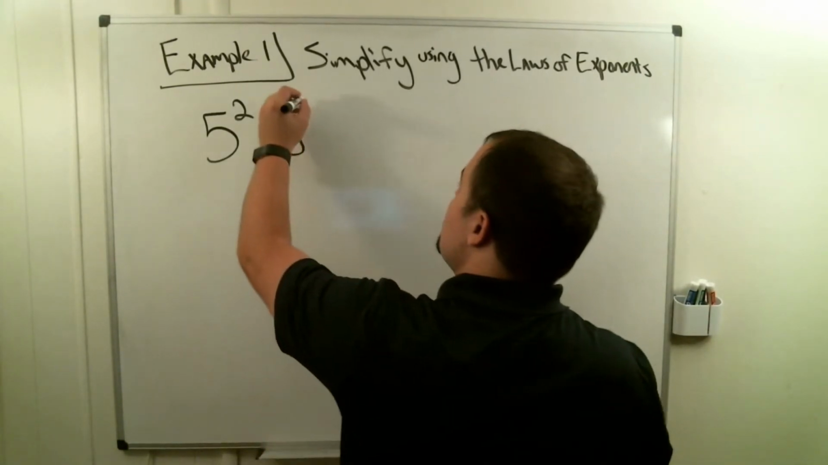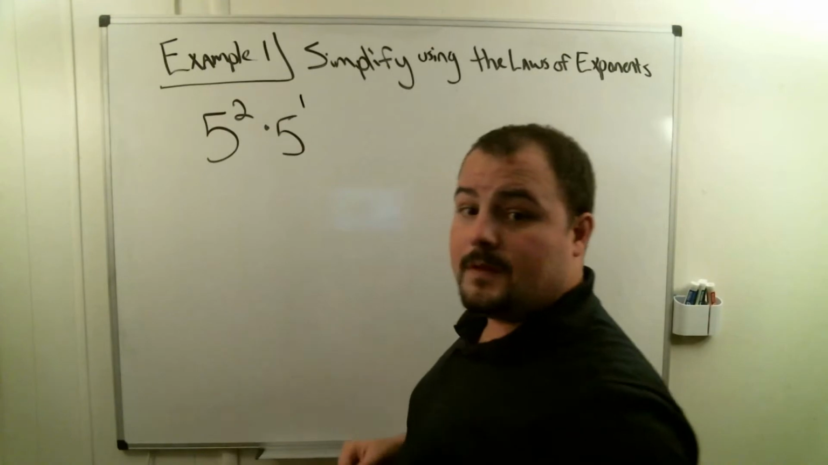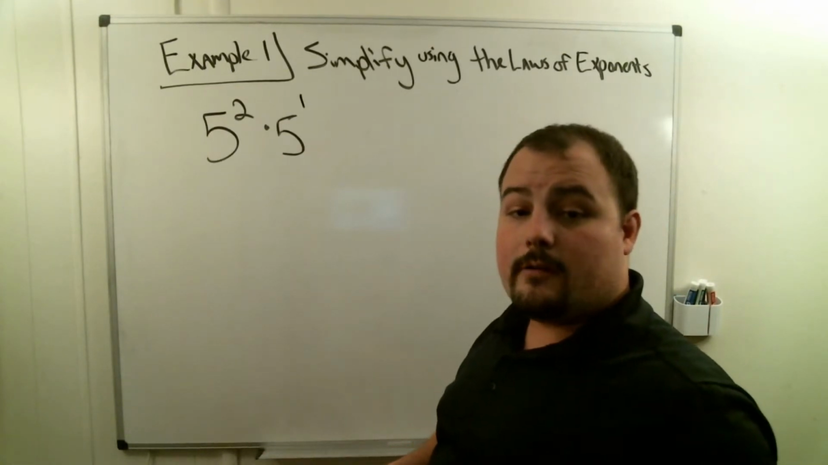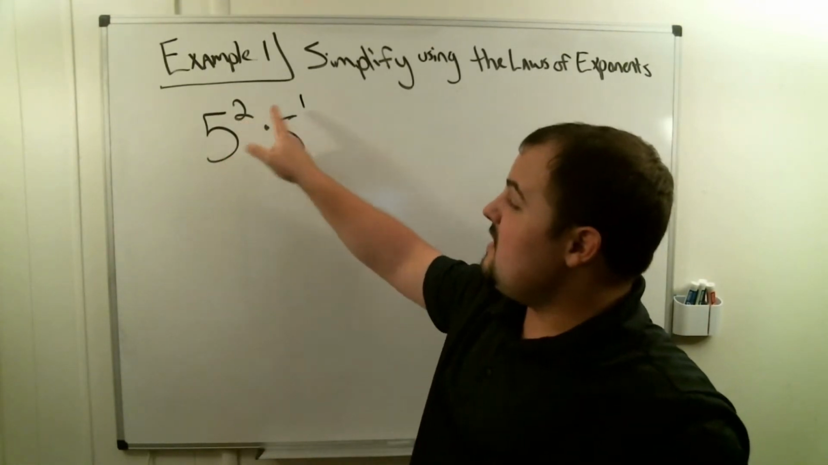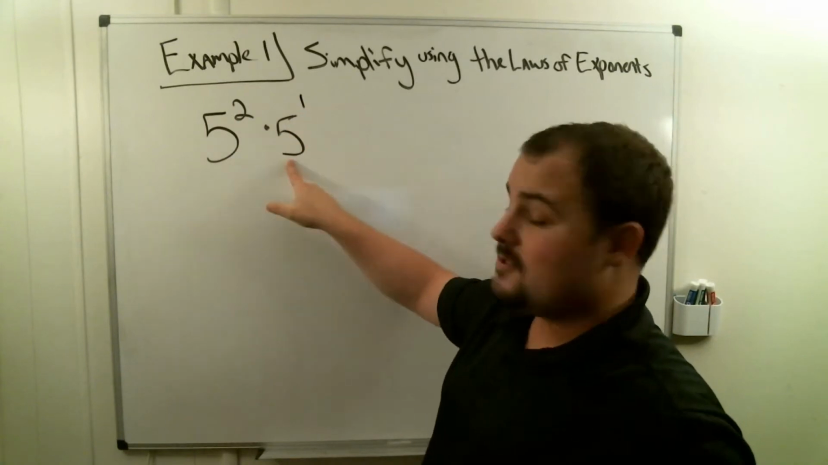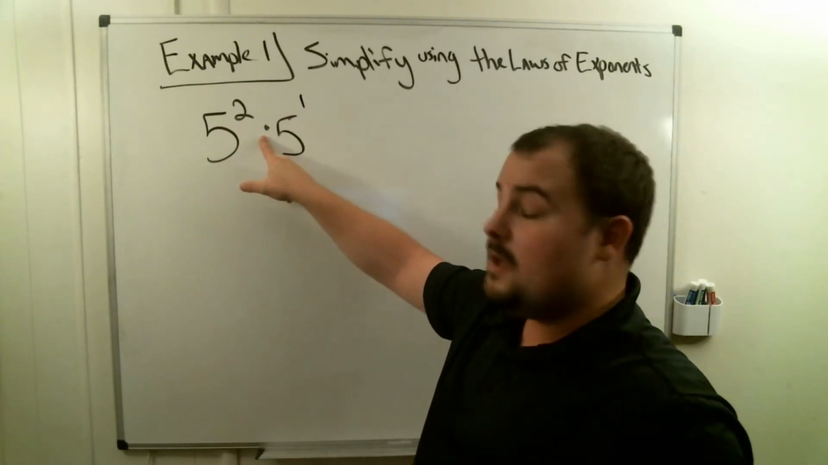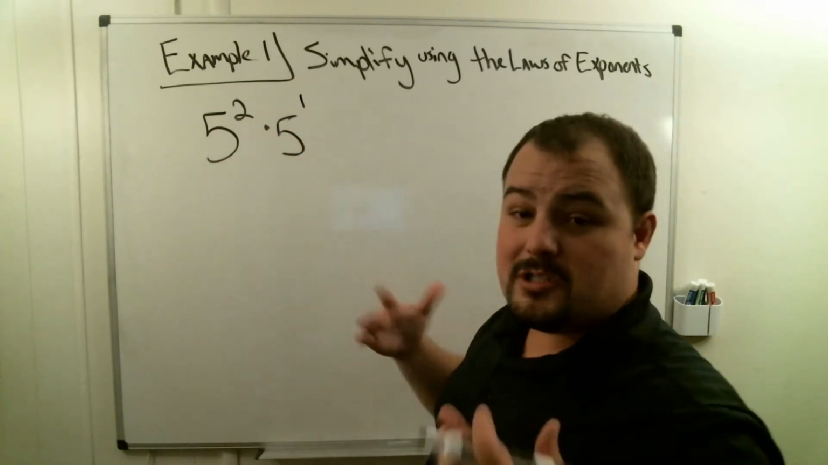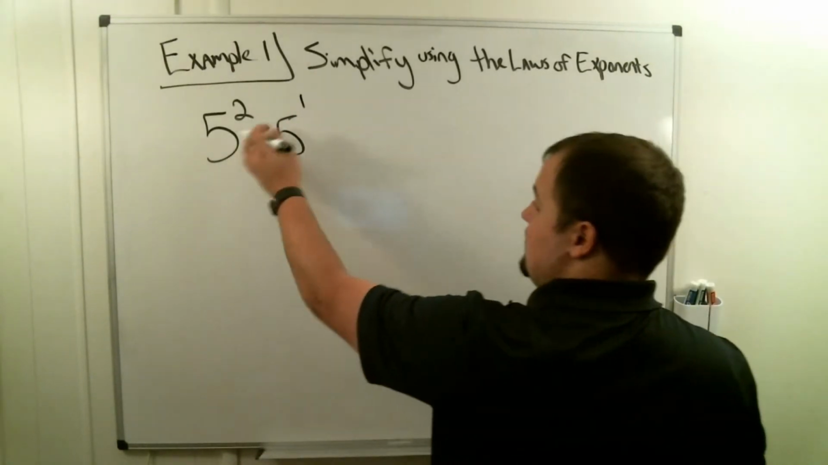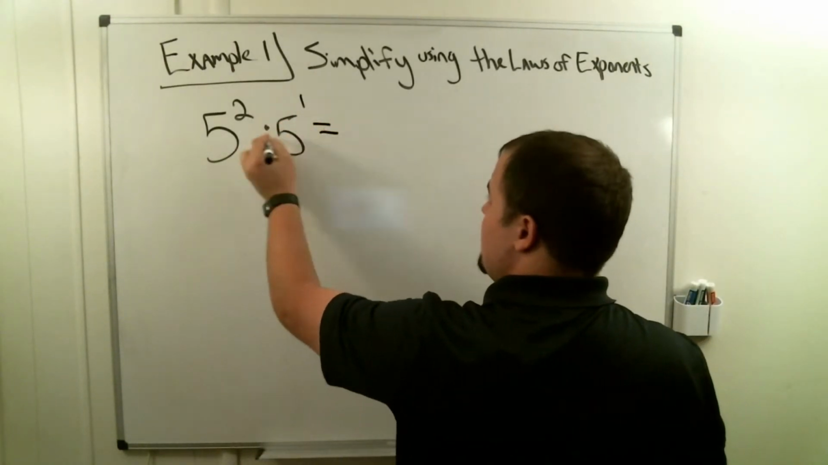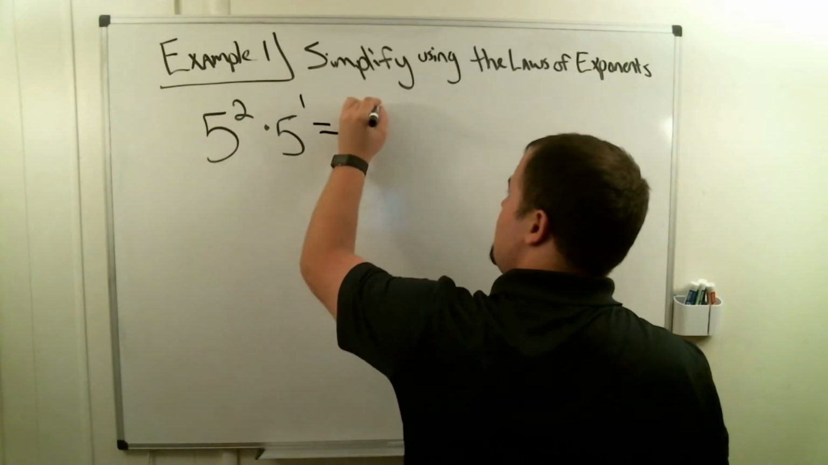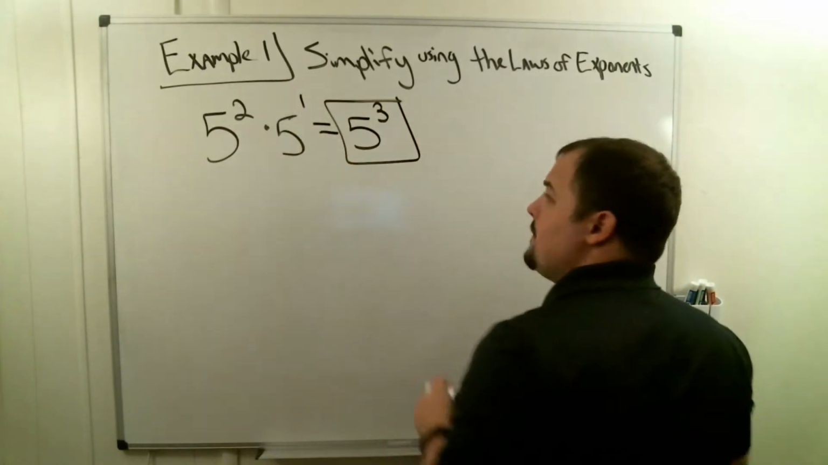So what we could do is put the power 1 there. Now, if we use the product of powers rule, since the bases are the same and they're multiplying, we take these two exponents and we add them. 5 to the 2nd power times 5 to the 1st power is 5 to the 3rd power.